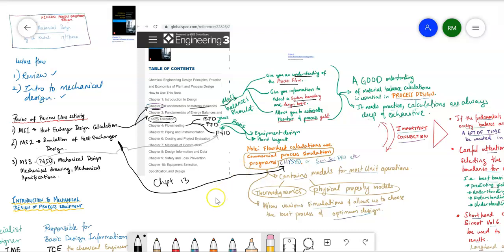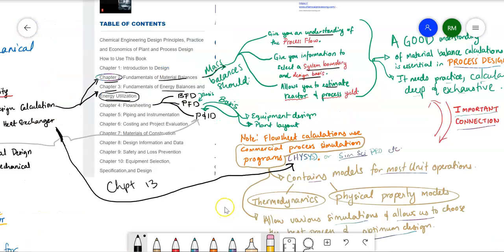For your chapter 13, sorry, in the Coulson & Richardson volume 6, Chemical Engineering Design principles and practices book. So now you can see the big picture.